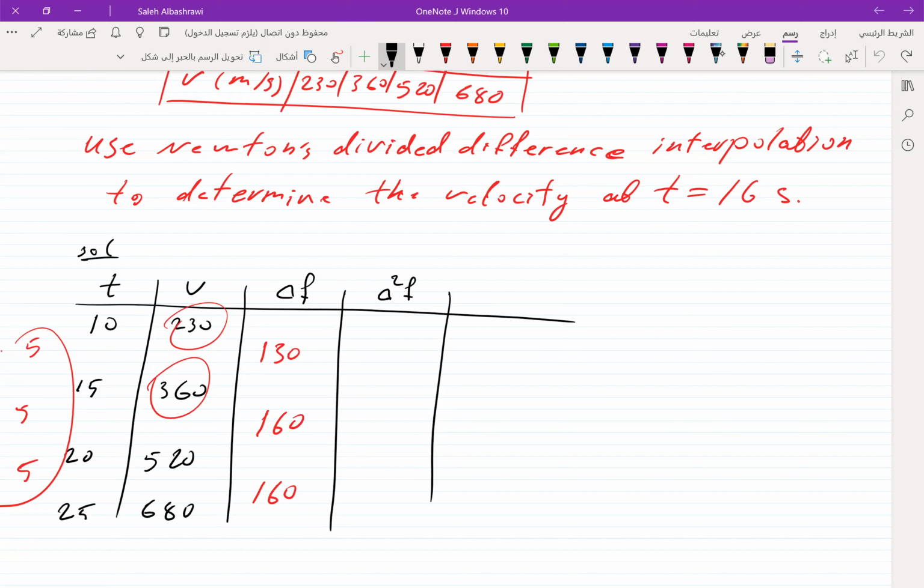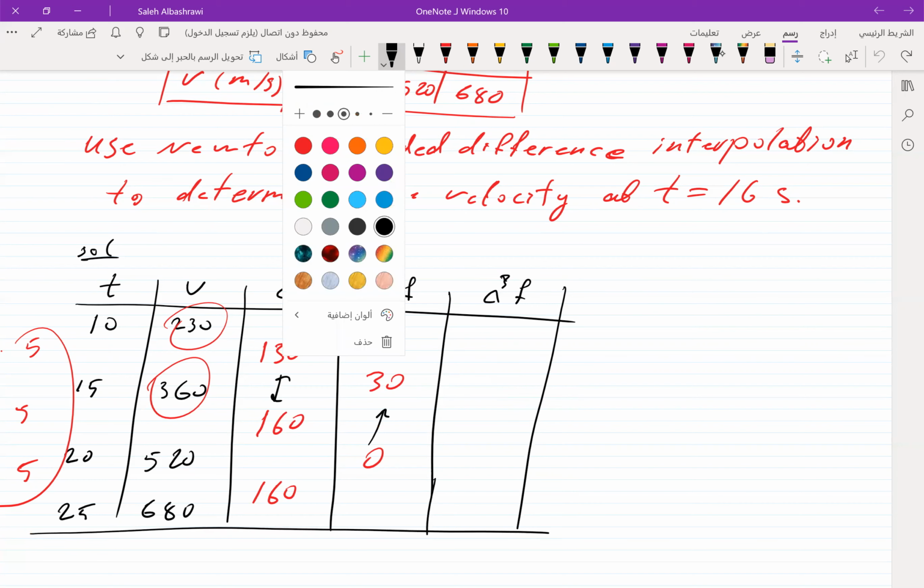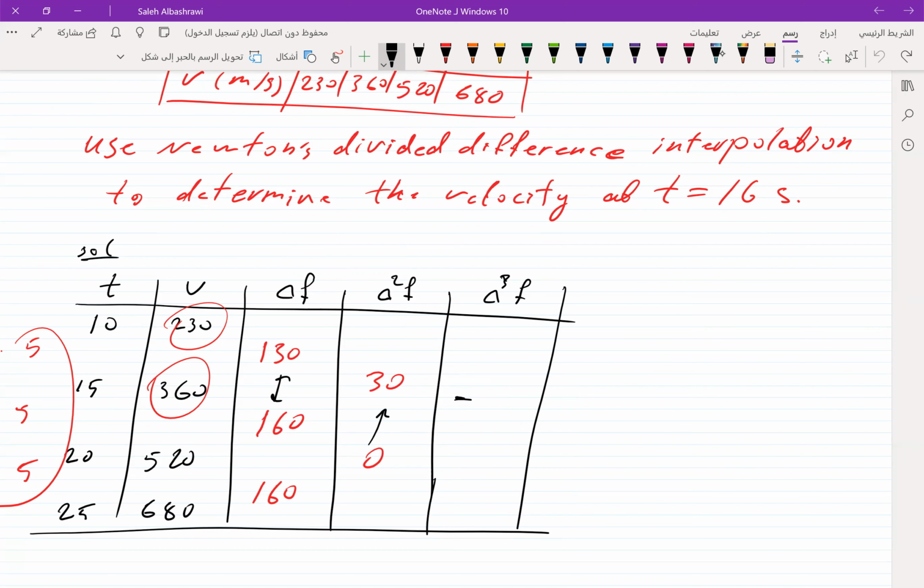Second one, I need to find the differences between these. 160 minus 130 is equal to 30. Difference between 160 and 160 is equal to 0. Third one, delta to the power 3, or the third difference: 0 minus 30 will give me minus 30. This is the last one.